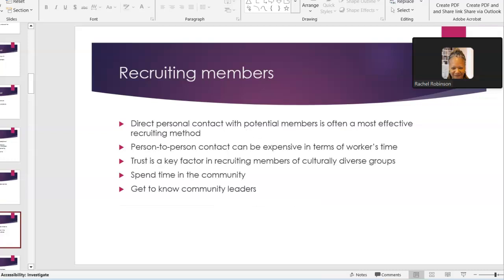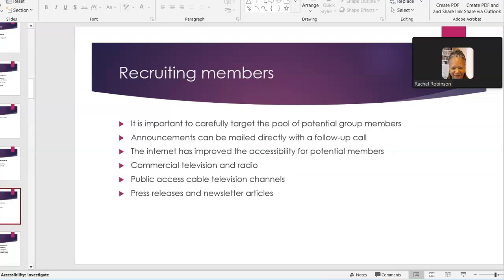It's most effective to recruit in person or with direct contact. It's important if Nancy's looking at other cultural groups, and we've talked about cultural humility and what that means and how you approach people, she looks at and interacts with and understanding that trust is so important. Spend time in the community that the potential members might be coming from.